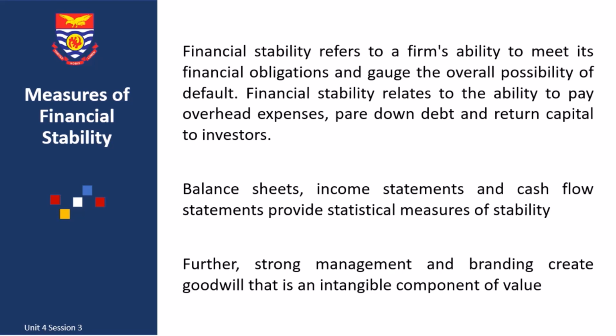Another way organizations can measure the financial stability of their suppliers is when the supplying organization has strong management and branding, which creates goodwill. This type of measure is the qualitative way of measuring financial stability. So we can have quantitative and qualitative measures of financial stability. We can use the balance sheet, the income statement, and cash flow statement as the quantitative measures. Then we have strong management and branding, which creates goodwill, as a qualitative measure.